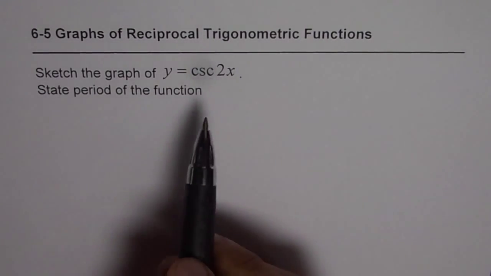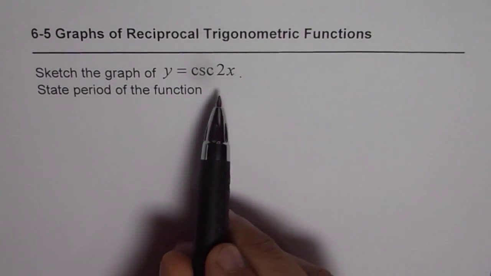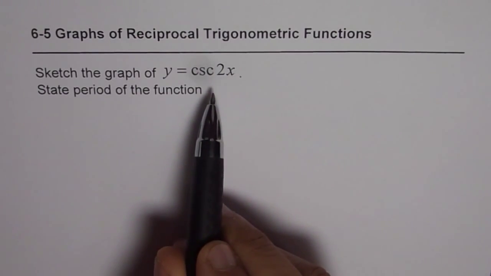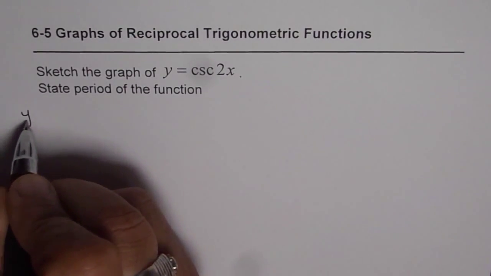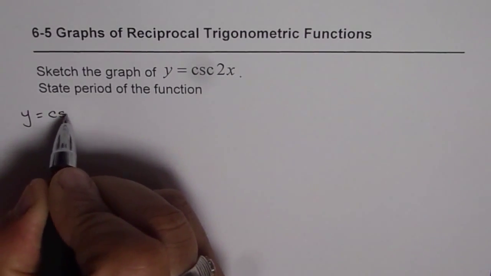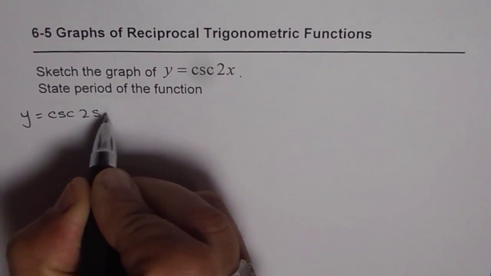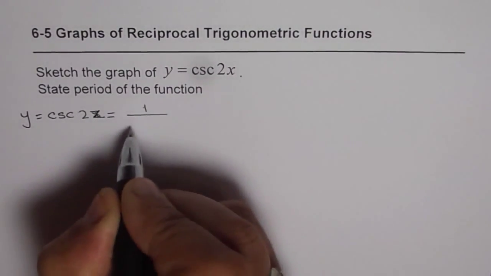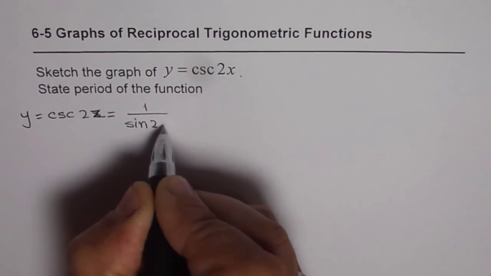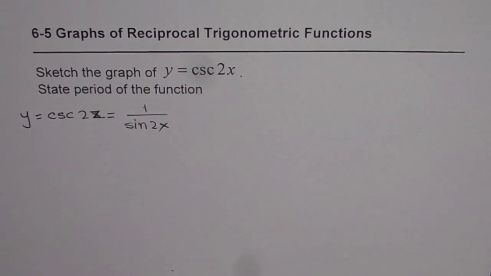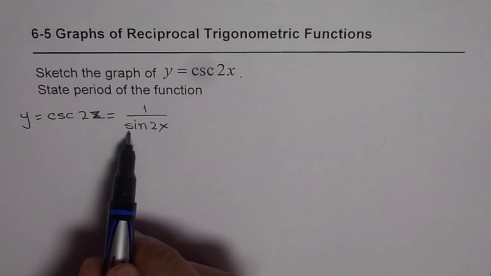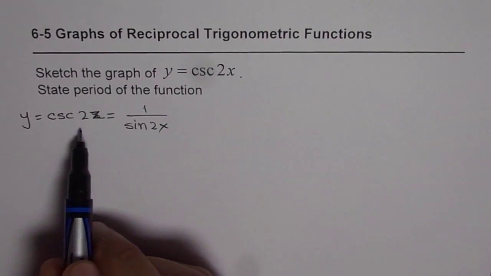Whenever you want to sketch the graph of a reciprocal trigonometric function, it's better to start with the primary trigonometric function itself. So you can write this equation as y equals cosecant 2x equals 1 over sine 2x, correct? By definition, cosecant 2x is the reciprocal of sine 2x. So we will begin by sketching the graph of sine 2x and then take the reciprocal of that.